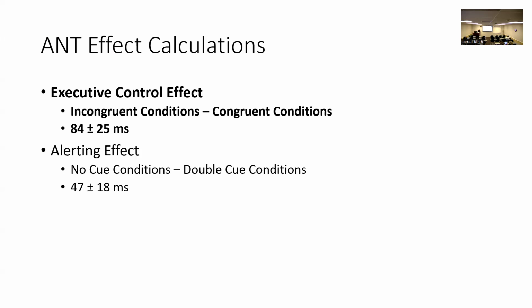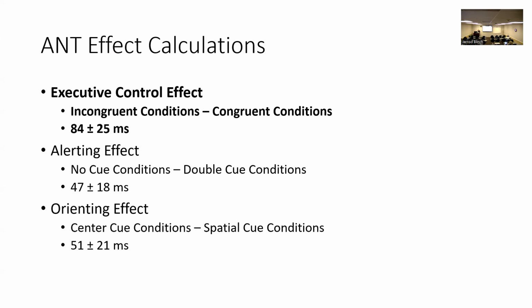Alerting, so how much faster are you when you know the timing of it? Well, you're 47 milliseconds faster. And what about orienting? When you know spatially where to look, you're 51 milliseconds faster.